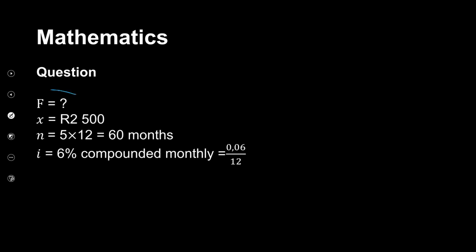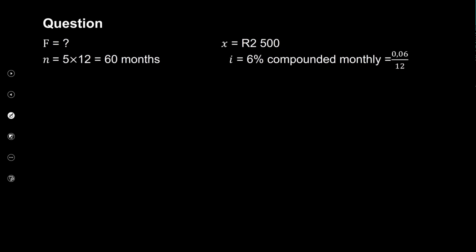That's how much ASIF will have at the end of the duration, which is 60 months. And it is 2.5 that is being paid into this investment, 5 multiplied by 12 because it is on a monthly basis. And then the interest that we are given is 6%, compounded monthly, which makes it 0.06 over 12.